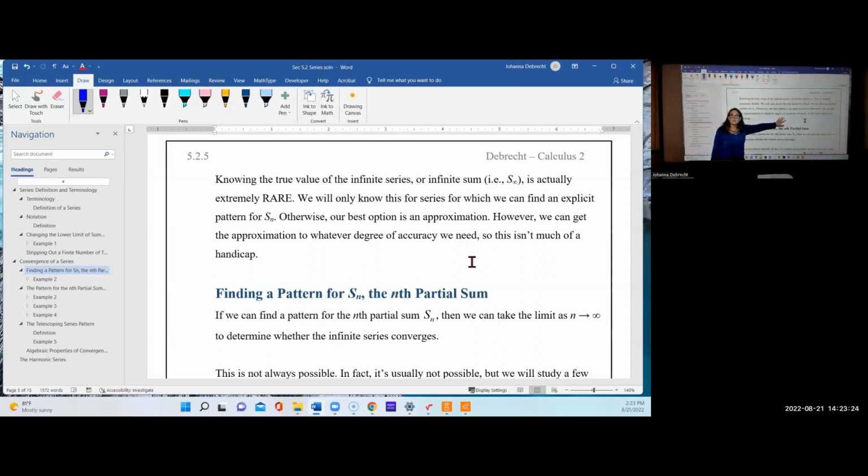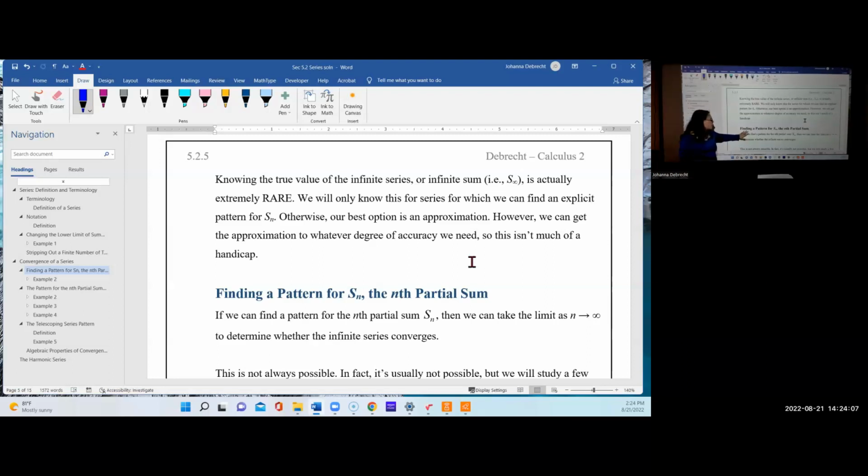In fact, there are only two types that we'll know for sure what the infinite sum is. Otherwise, our best option is an approximation. But because we can get the approximation to whatever degree of accuracy we want, this isn't really much of a hindrance. But again, knowing exactly what it adds up to is quite rare and typically only occurs with two specific patterns, which we'll look at today. That would be an infinite geometric series, where r is restricted to being between -1 and 1, not including -1 or 1, and also what's known as a telescoping series, which is based on rational functions.